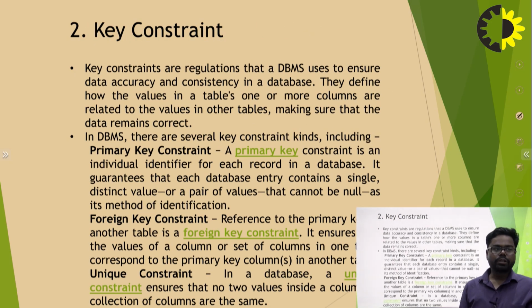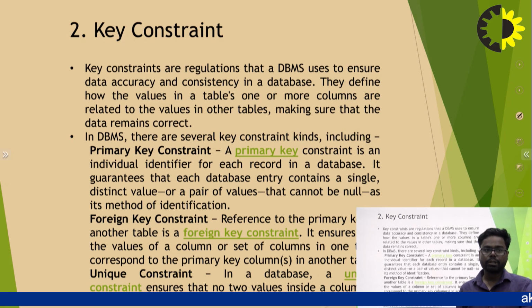Second, key constraint. Key constraints are regulations that a DBMS uses to ensure data accuracy and consistency in a database. They define how the values in one or more columns of a table are related to the values in other tables, making sure the data remains correct. In DBMS, there are several key constraints, including the primary key constraint.